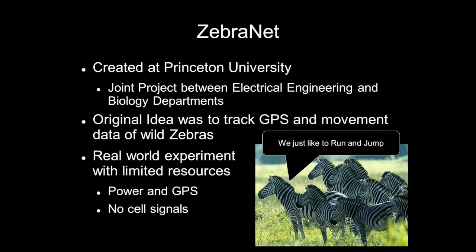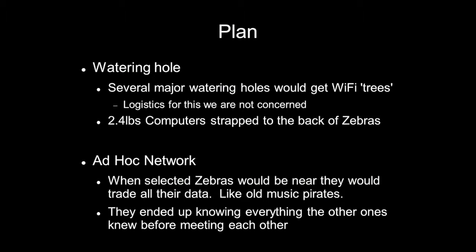The GPSs required power, and there were no cell phone signals. The plan was to create an artificial network at a watering hole. Several major watering holes would get Wi-Fi trees, and 2.4-pound computers were strapped to the back of the zebras. When a zebra would be near, they would trade all their data with all the other zebras. In this way, a zebra traveling to the water hole would know all the information obtained by all the other zebras.